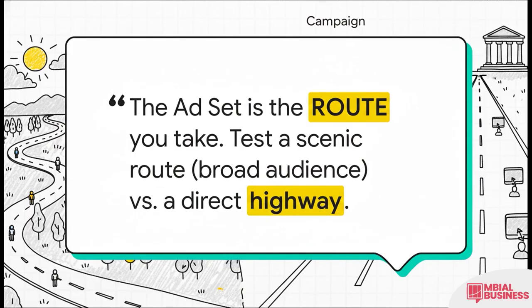So if the campaign is the destination, then the ad set is the route you take to get there. Are you going to take the scenic route and target a broad audience based on their interests? Or are you going to take the direct highway by retargeting people who've already visited your website? Each ad set is just a different route to the very same destination.